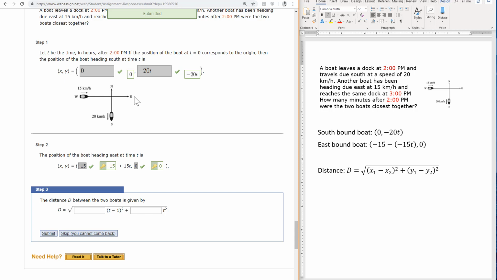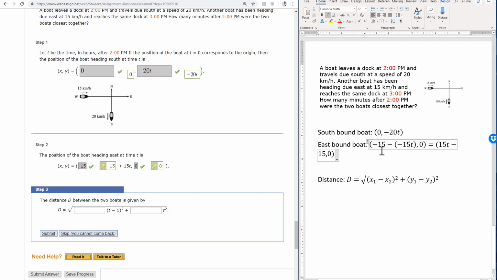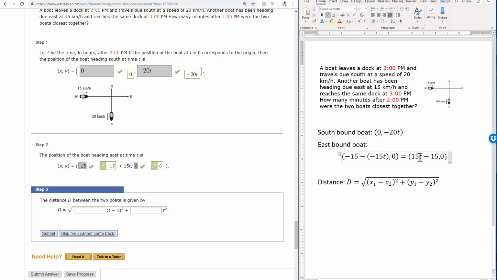All right, so now we have those pieces of information. The distance between the two boats is going to be given by the distance formula between these two points. This point, by the way, can be rewritten as negative 15 plus 15t. Let's put the 15 first. I think what they're interested in having us do is factor out the 15, so why don't we just factor it out here?